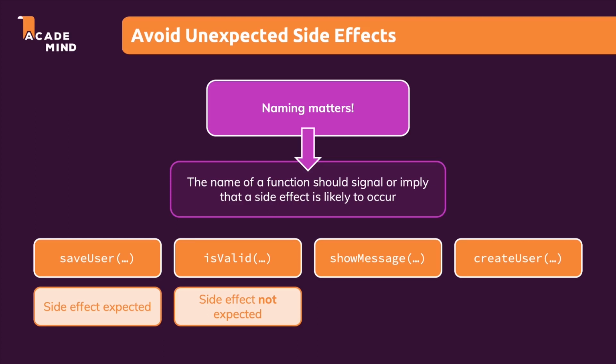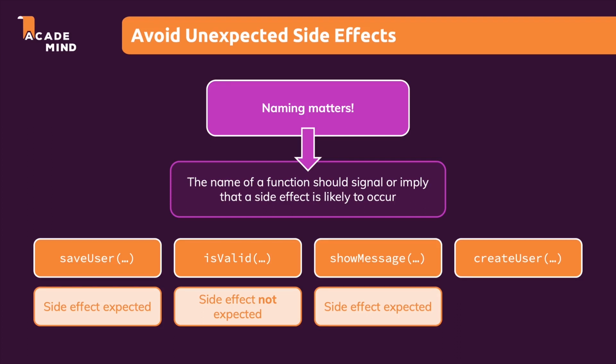Now what about showMessage? showMessage, per definition, will have a side effect. If we show a message to the user, no matter if that's the terminal or console, or if that is an overlay on a website, if we show a message to the user, we are definitely changing the program state, because the state will be a different one if we have an overlay on the page than it was a second ago when the overlay was not there. So here, because of that name, a side effect would be expected.